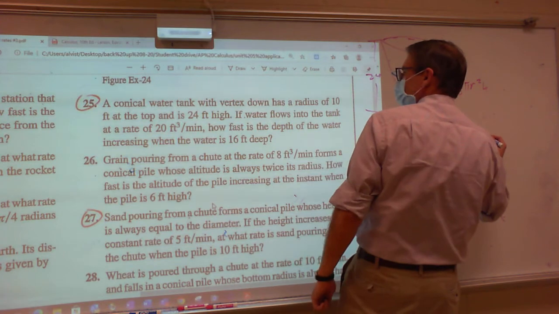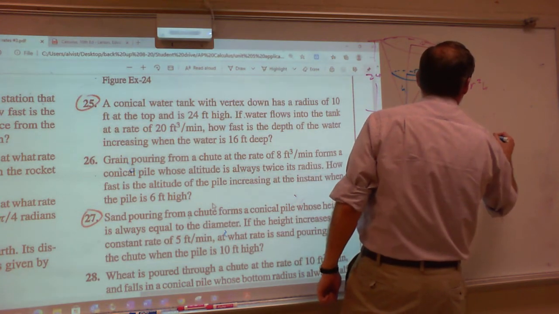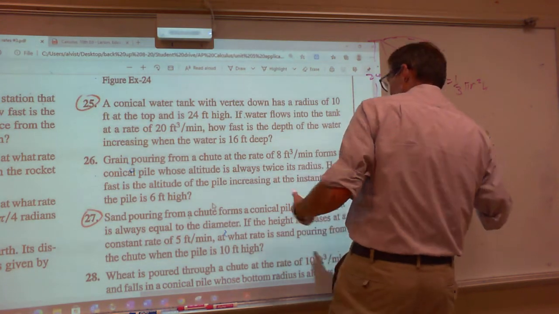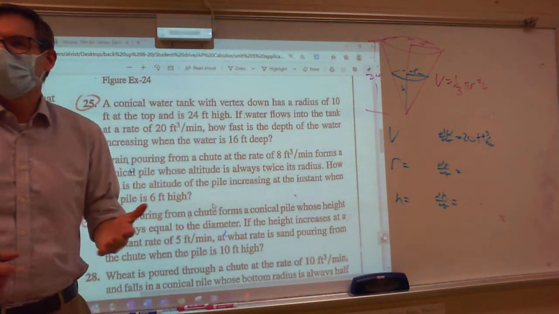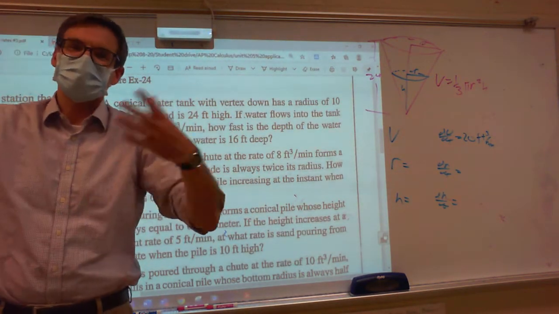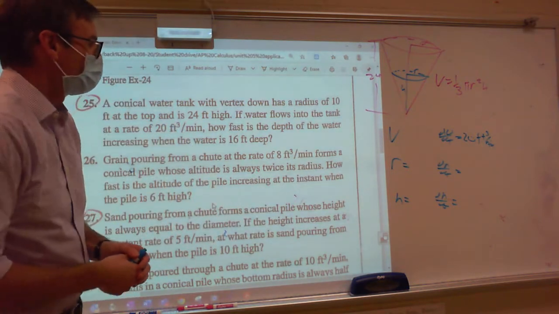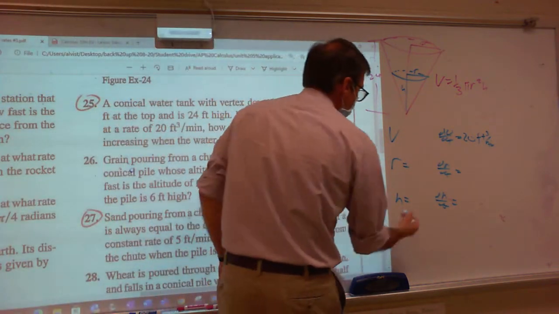Is it positive or negative? Positive. Why? Because it's filling up. Because it's filling, it's adding, right? Sometimes they have these problems where the water's leaking, so your dV dt is negative. H is 16.